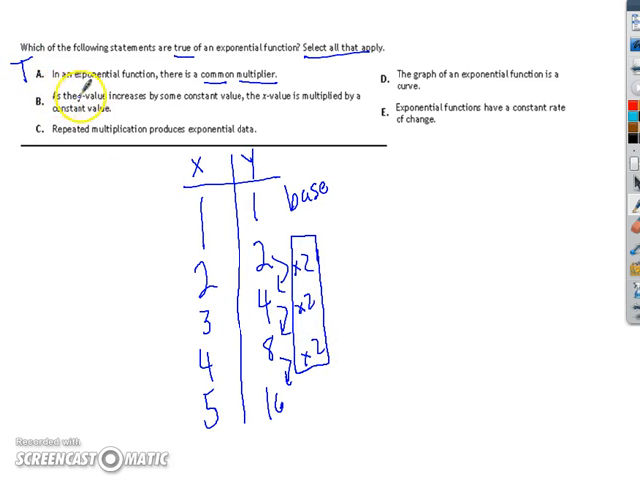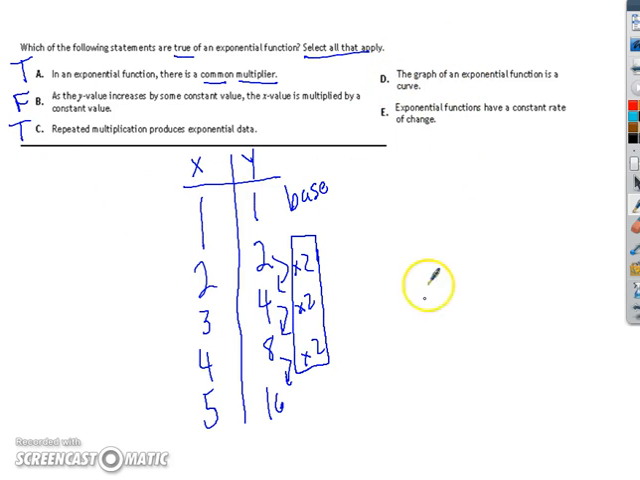I'm reading the next one: as the y value increases by some constant value, the x value is multiplied. The x value is multiplied, is that true? No, the x value is not multiplied, it's the y value that got multiplied. So this one mixed up the x's and the y's, and that makes this false. Repeated multiplication reproduces exponential data. So if you times something and then you times it again, yes, that's repeated multiplication, that's true.